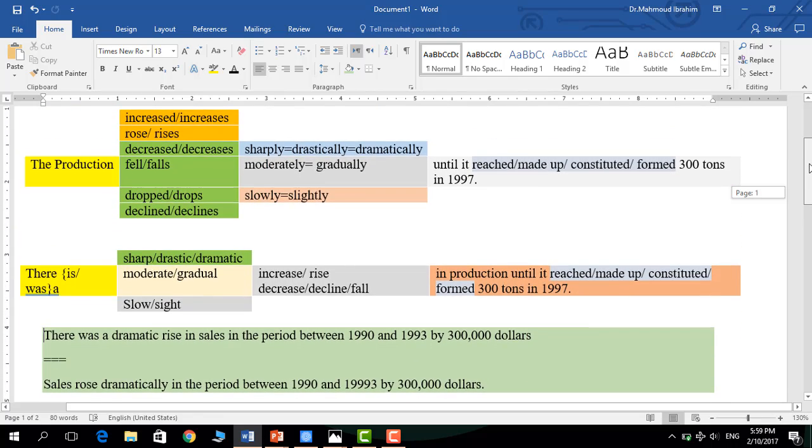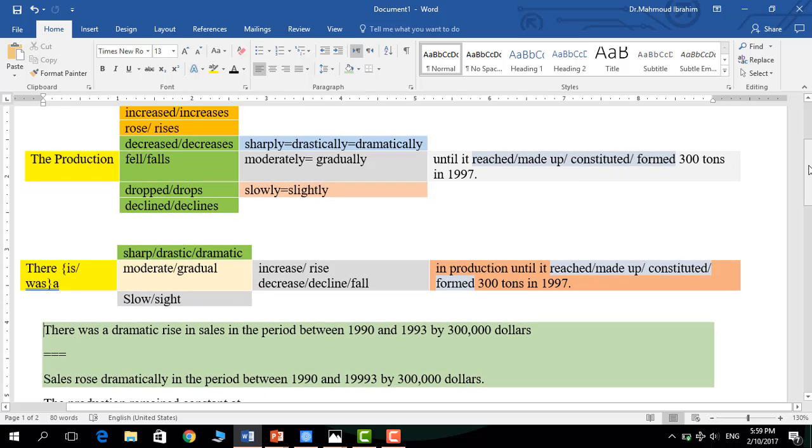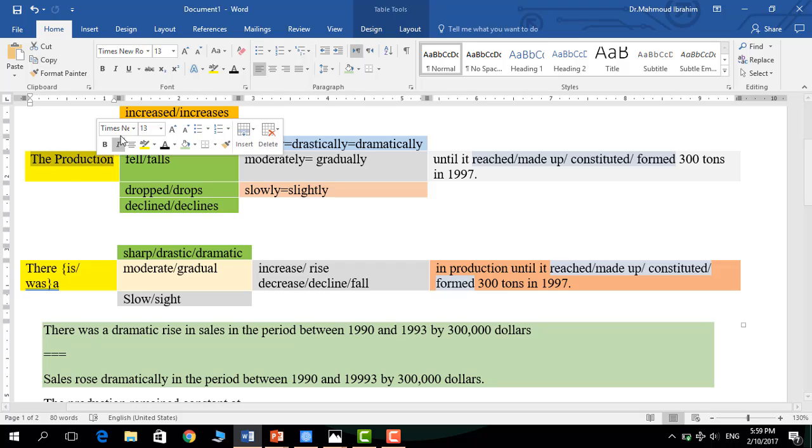I made up this document so that it can help us illustrate how to write sentences describing line graphs. You start here with a subject, the production, and then the verb, increased or increases. Again, we said we always have to use simple past or simple present, okay? So increased for simple past, increases for simple present. Rose or rises for, again, simple past and simple present. These both verbs, they indicate what? They indicate going up. When you see the arrow moving up, then you use one of these two verbs.